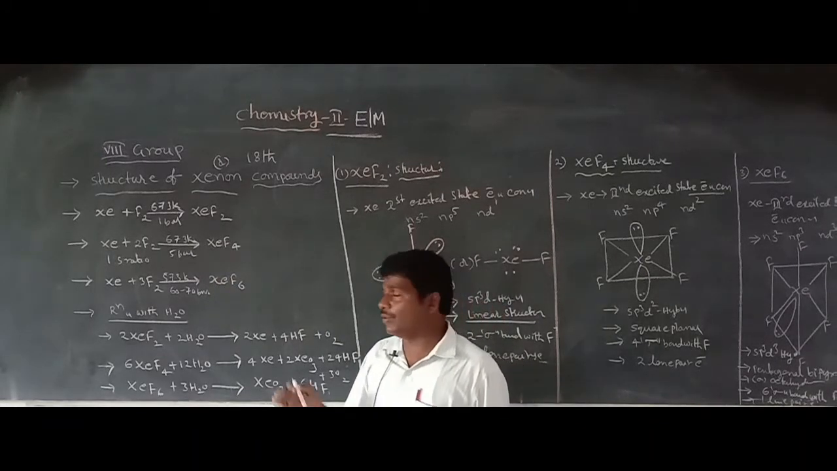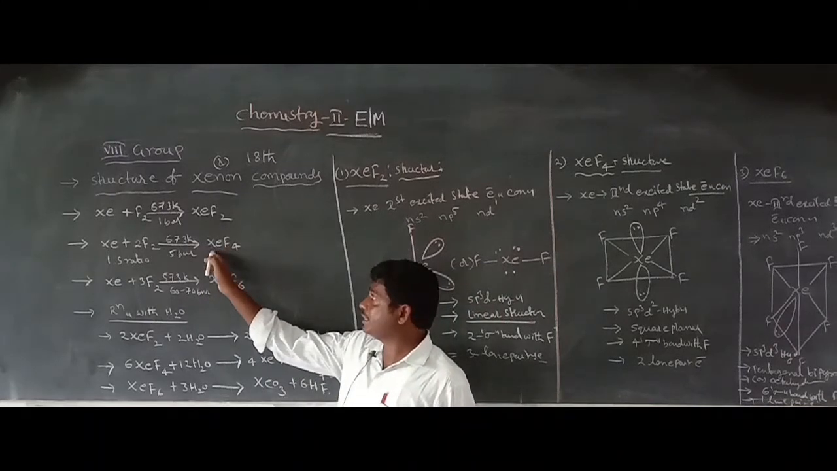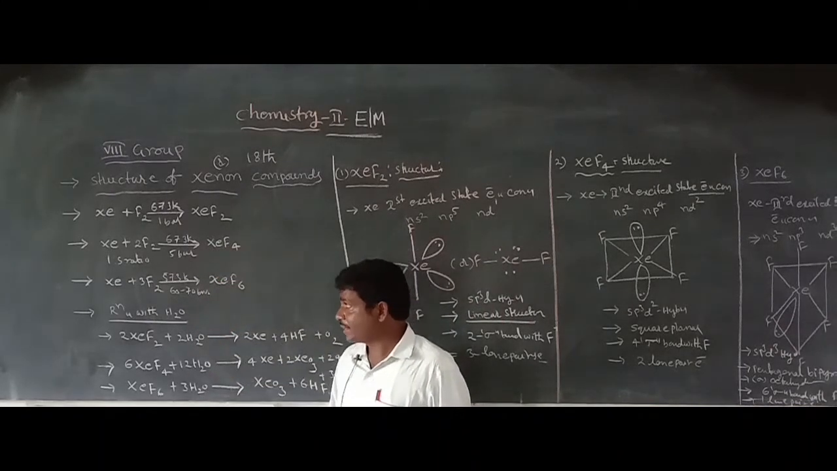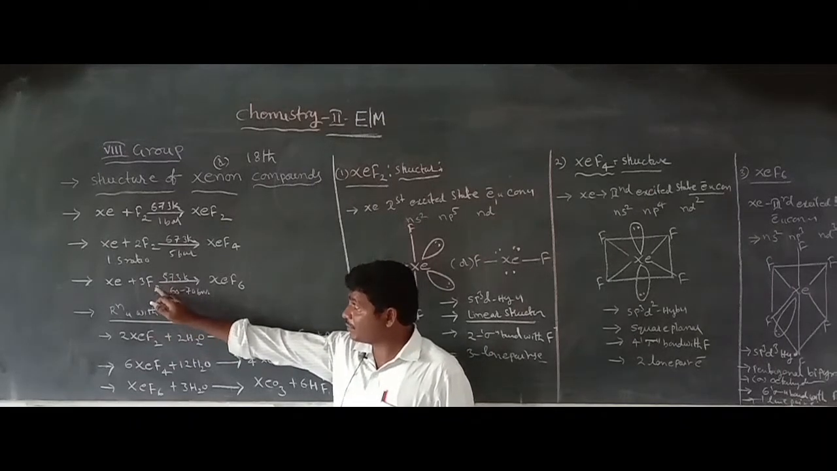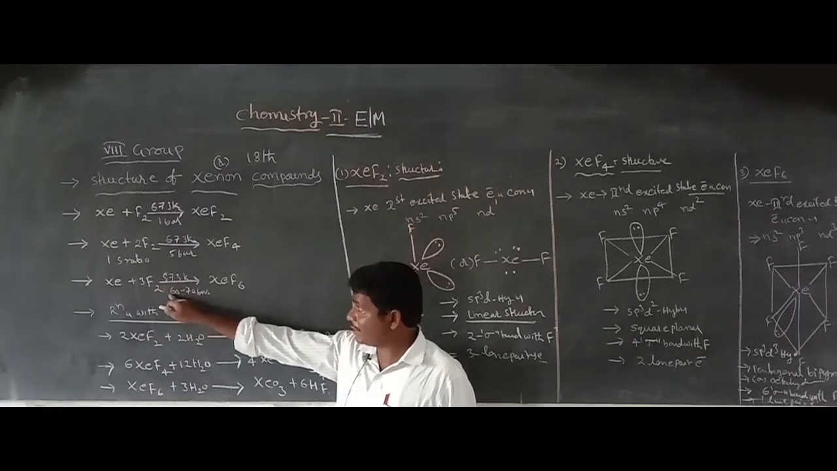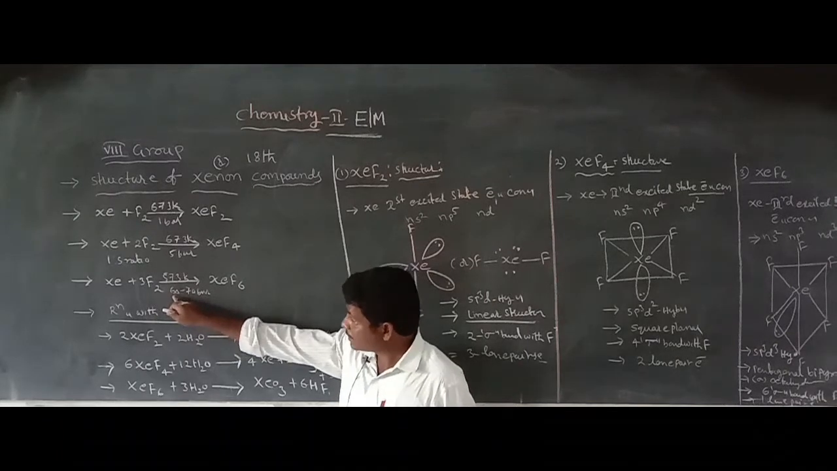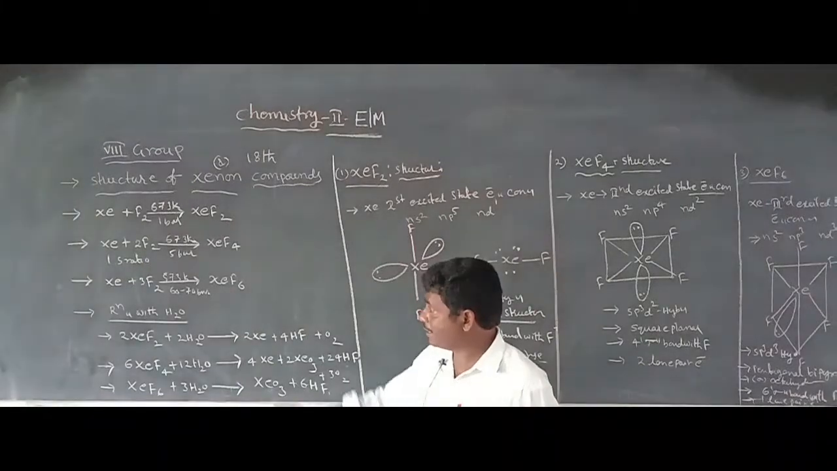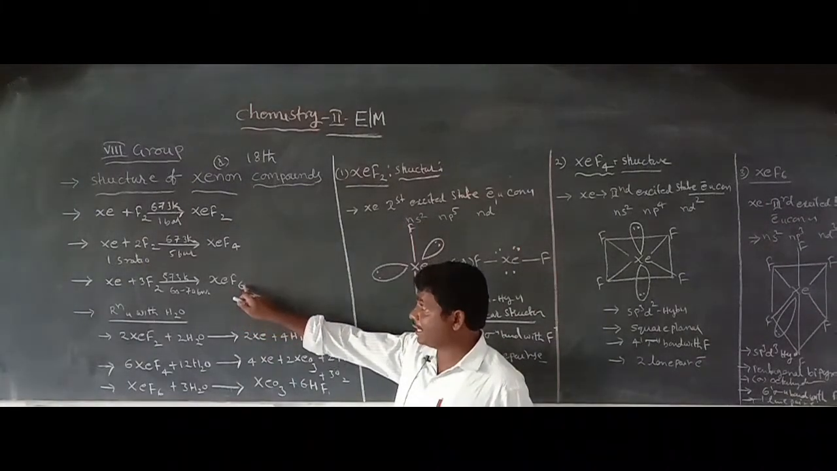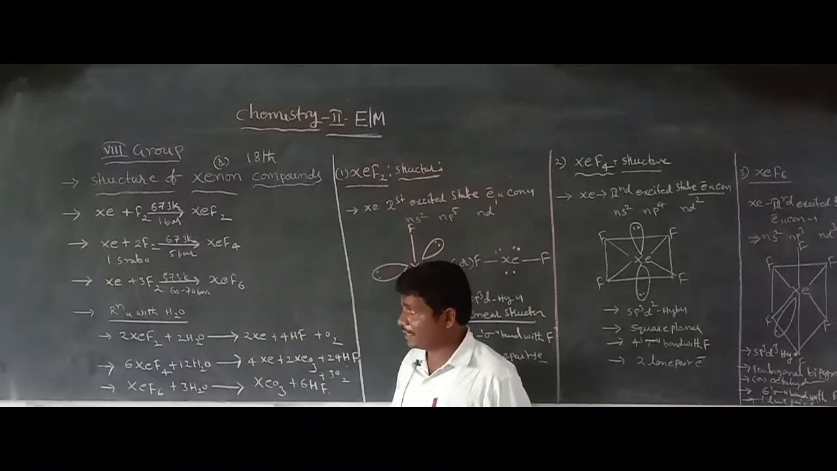Tetra means 4 fluorine atoms. That is also known as xenon tetrafluoride. Next, another one: xenon reacts with 3 moles of fluorine at 573 Kelvin and 60 to 70 bar pressure, then forms xenon hexafluoride. Hexa means 6. That is the preparation of xenon hexafluoride.